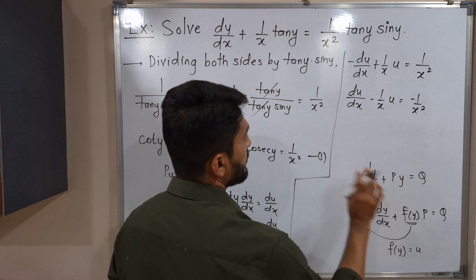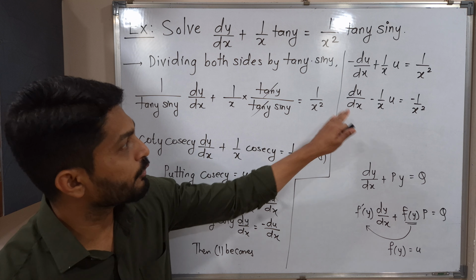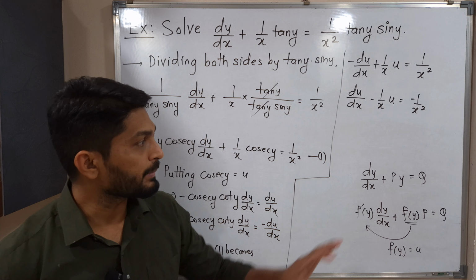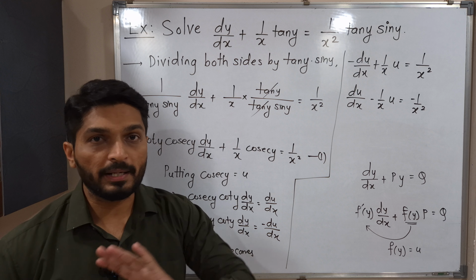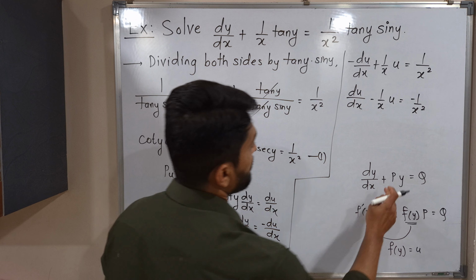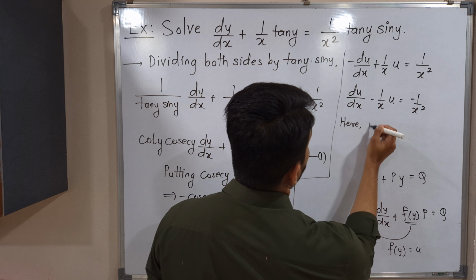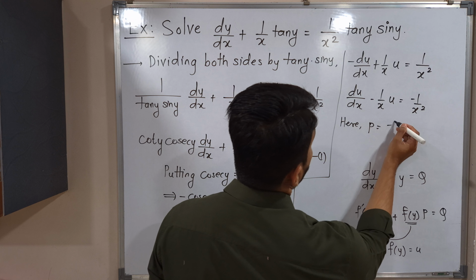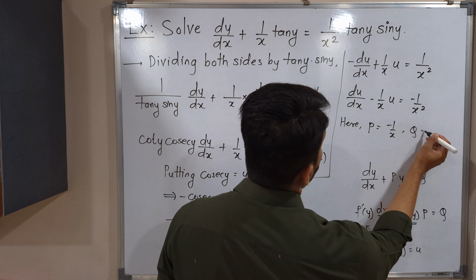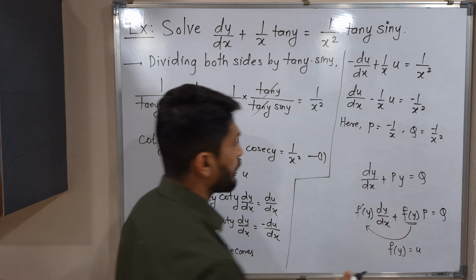So now it is a linear differential equation, a first order linear differential equation. The standard format we have got. The difference is in place of y we have u. The remaining part is the same. So tell me, what is our p? P is the multiple of y. So here p, the multiple of u, is minus 1 by x, that is our p. And what is our q? It is the right hand side, which is minus 1 by x square. So I got my p and q.